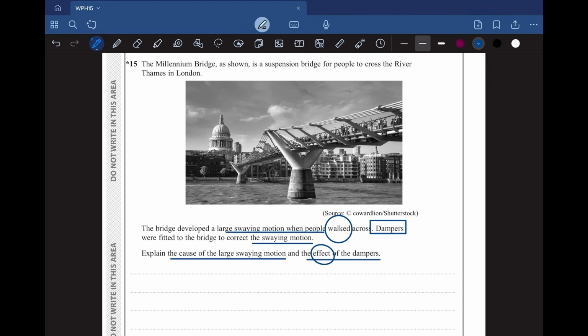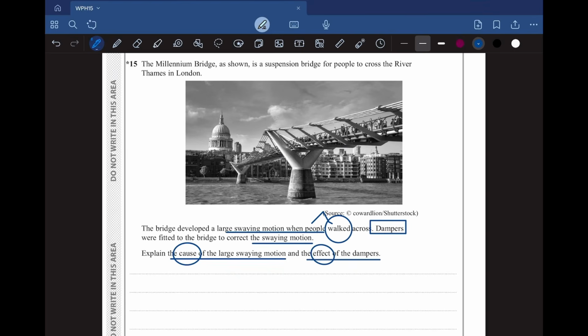So basically how is the large swaying motion caused? The large swaying motion means the large oscillation. A large oscillation means the bridge oscillating with a very high amplitude. Okay, why does it oscillate with a very high amplitude? The thing is, when the people walk, they set the bridge into oscillation, and that oscillation actually has a driving frequency.